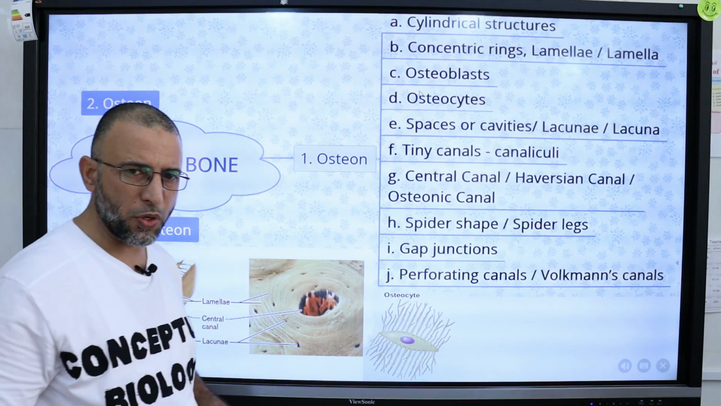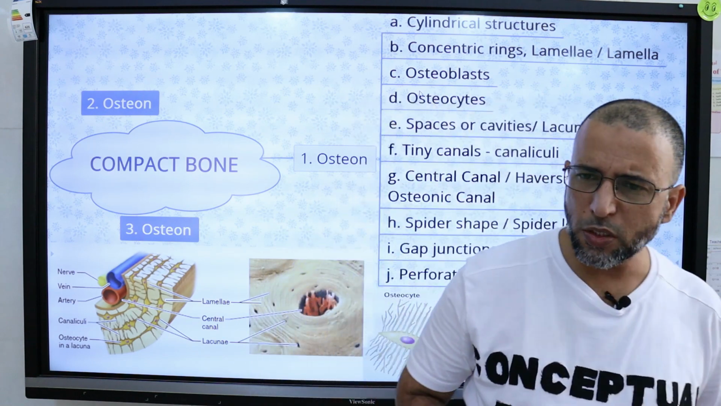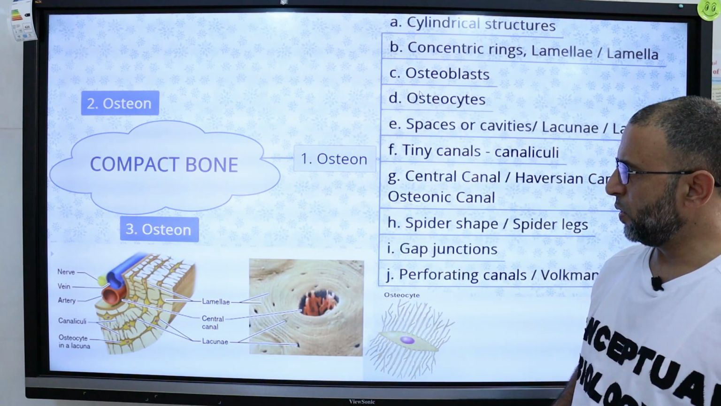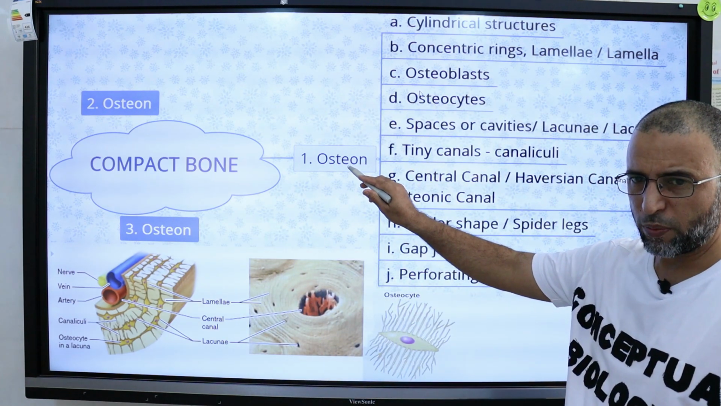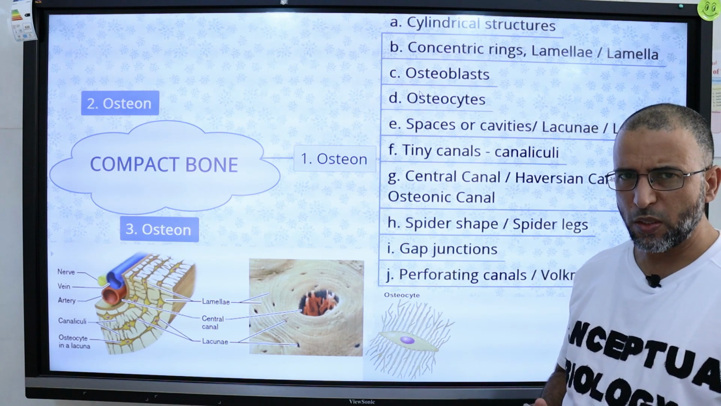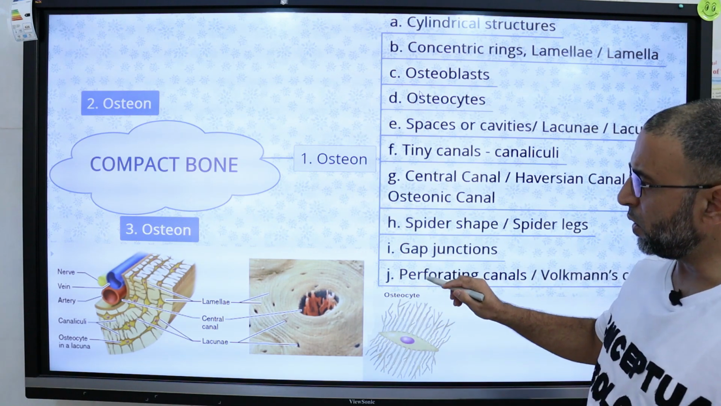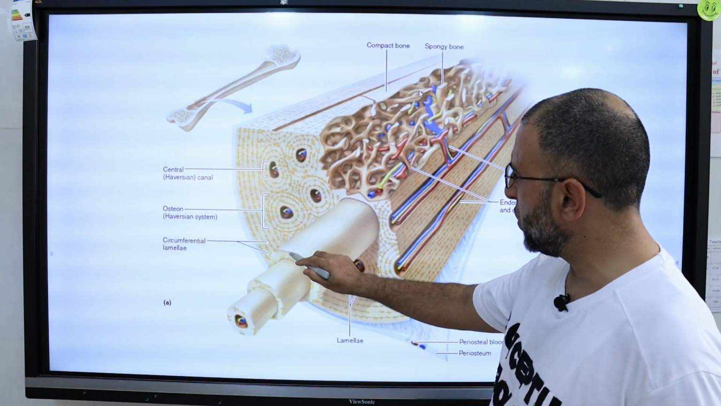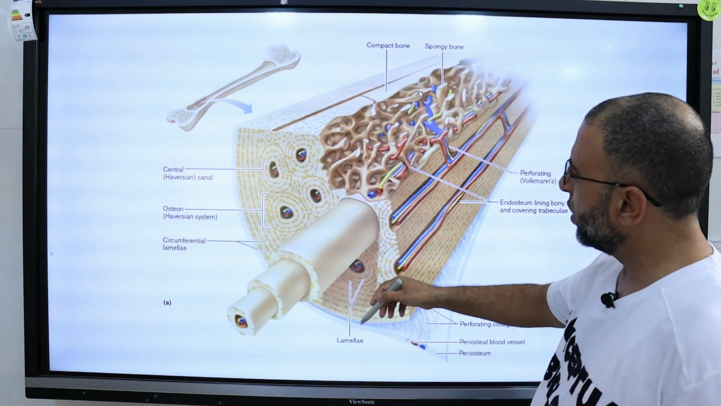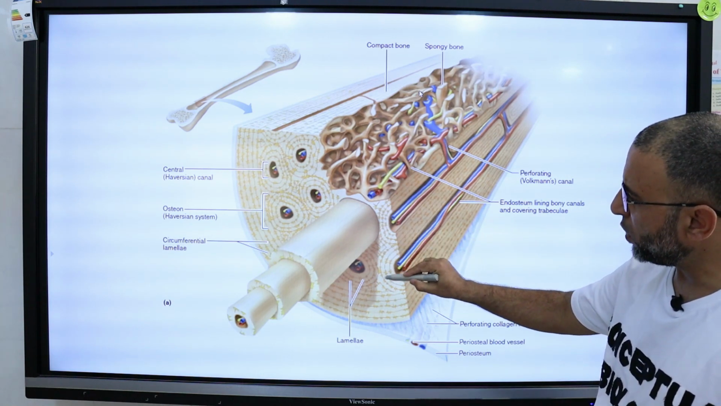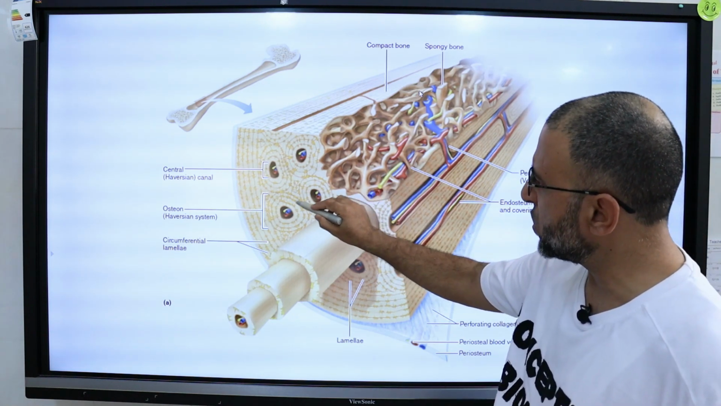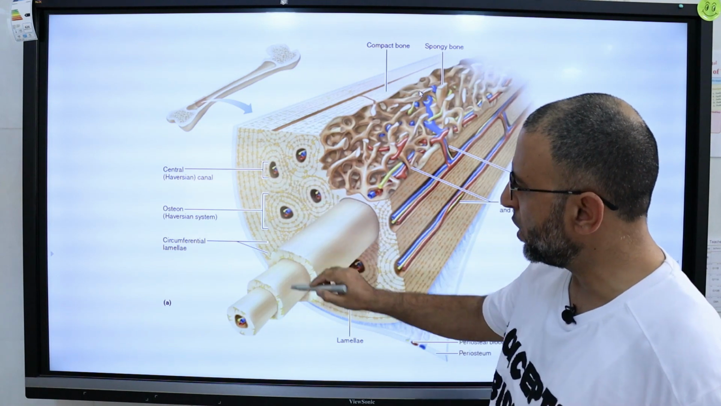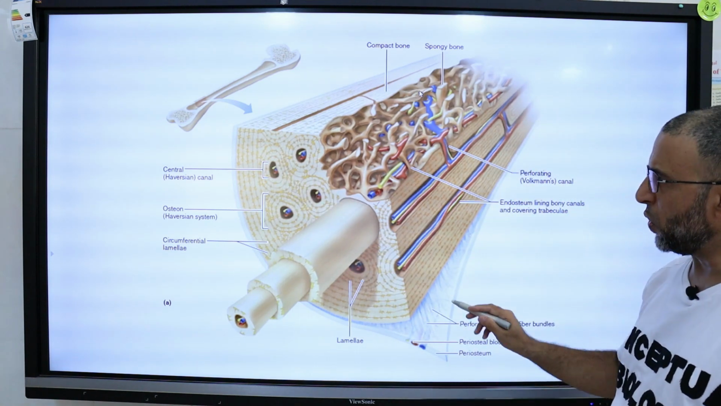Now, the structure of compact bone. The basic unit of compact bone is an osteon. Osteons are cylindrical structures. Like this is the compact bone, and in this compact bone you can see many cylindrical structures are present, and these cylindrical structures are known as osteons.